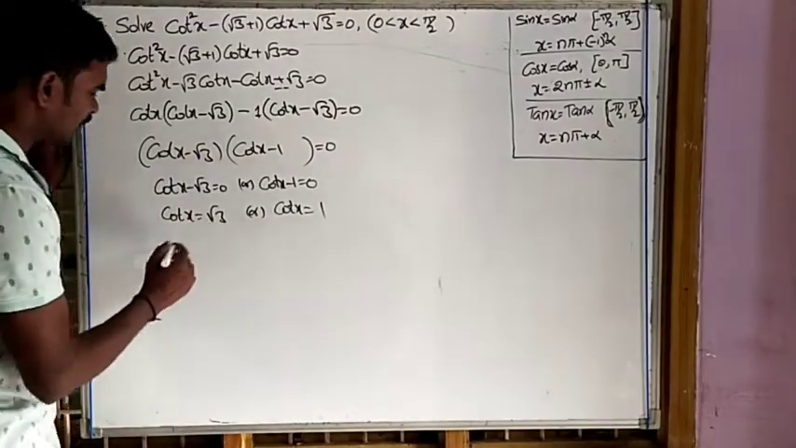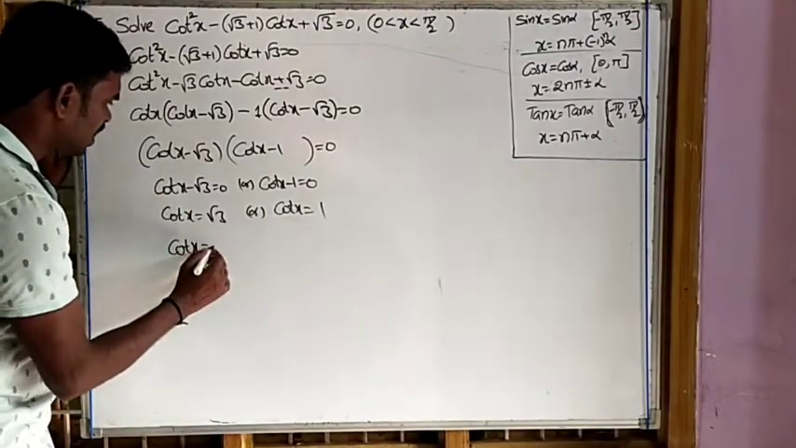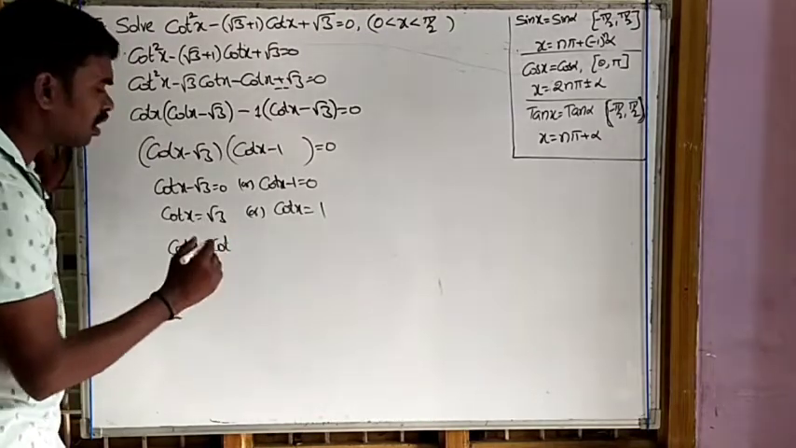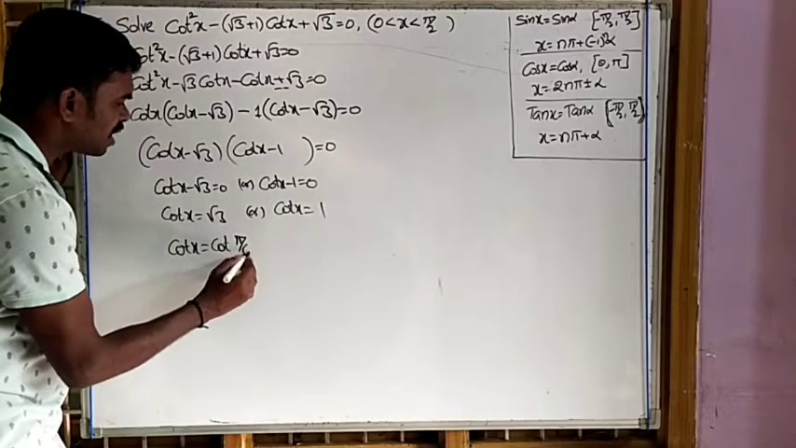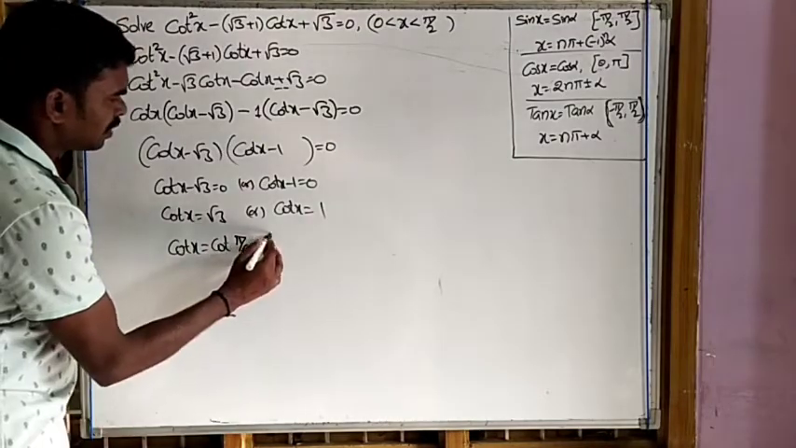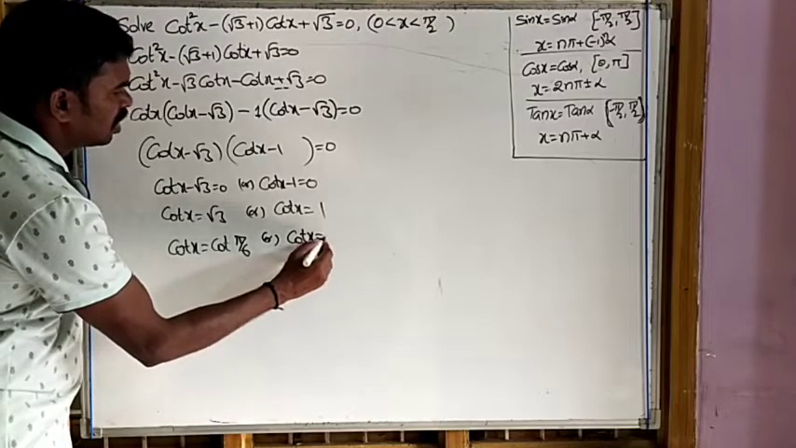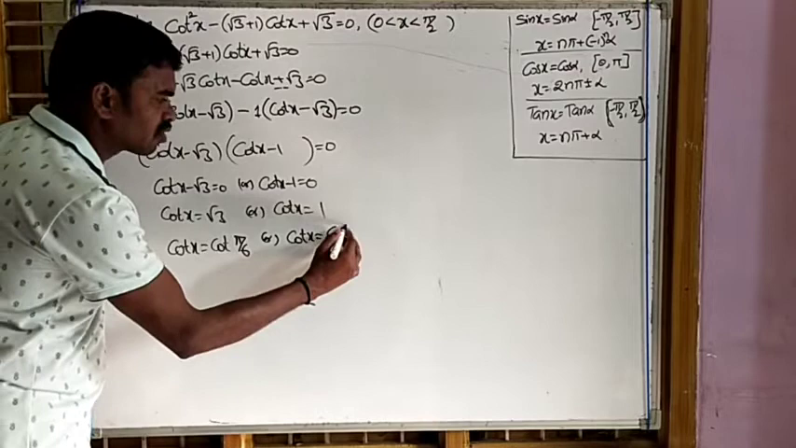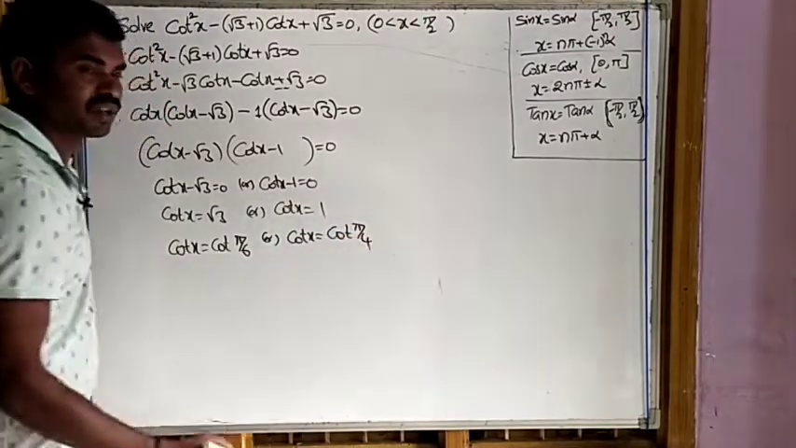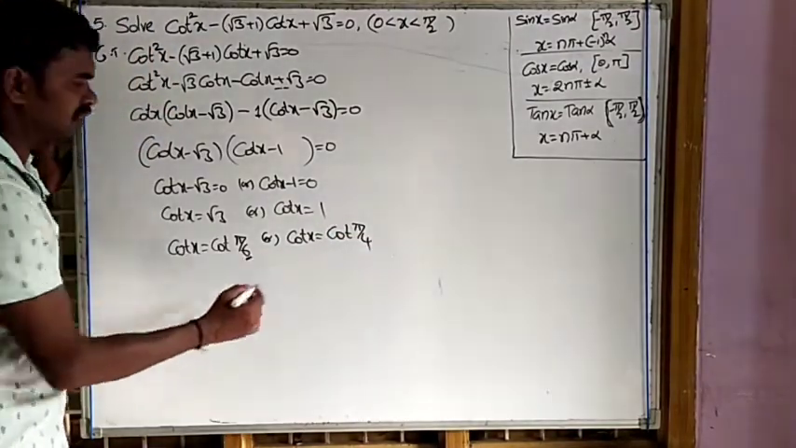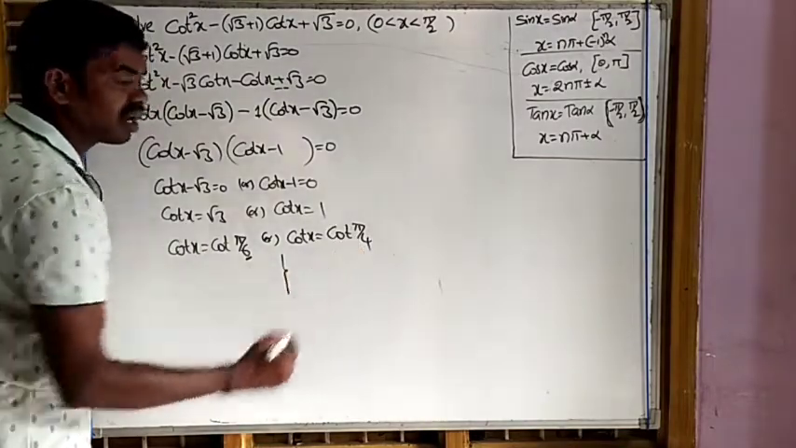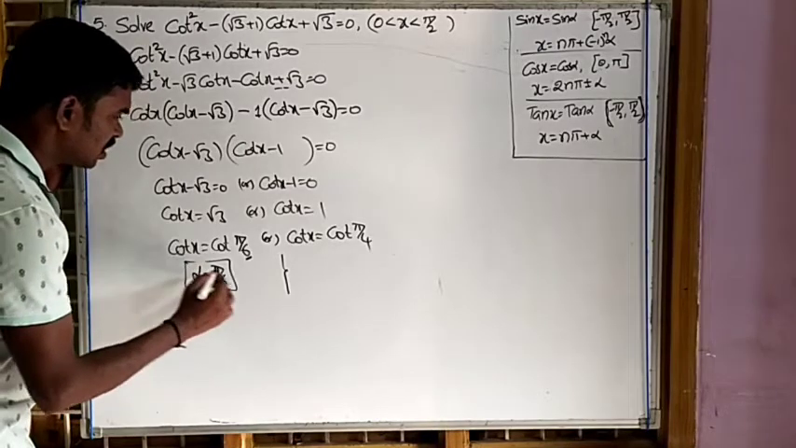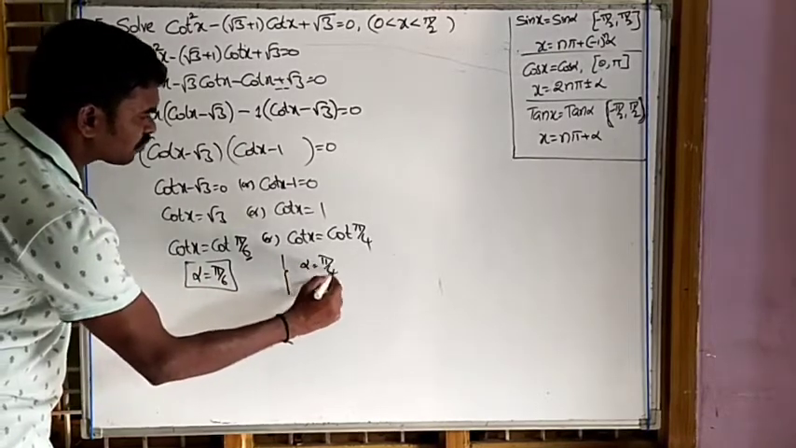Cot x is equal to root 3. When the cot value is root 3, at cot 30 degrees or 60 degrees? Yes, very good. Cot 30. 30 means pi by 6. And cot x is equal to 1, when the cot value is 1 at cot 45, yes, very good, pi by 4. Now this is called the principal solution. So two solutions we have to write. Here alpha is equal to pi by 6. Here alpha is equal to pi by 4.